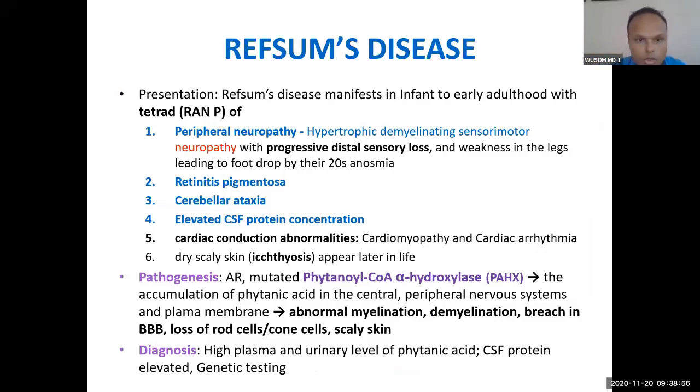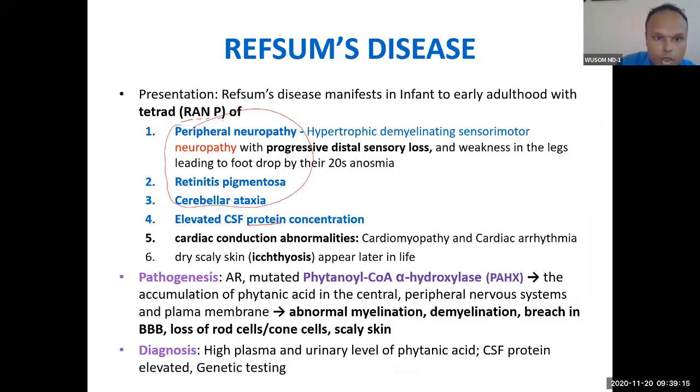Refsum disease, you already know. Refsum disease is nothing but RAN: retinopathy, ataxia, and neuropathy. And then you add one P, P for protein. So RAN means triad. Just remember this triad. One more thing, add one more thing. At least remember this triad.